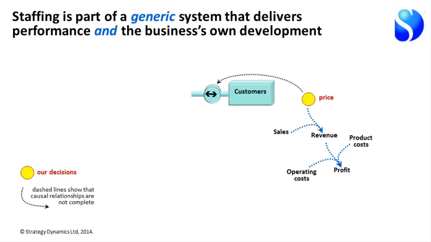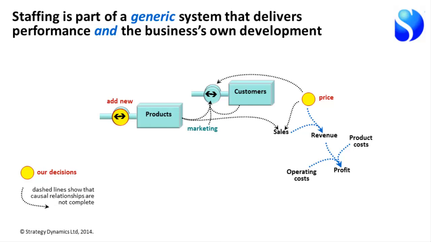Where do sales come from? Sales come from customers, and customers are won and lost in the same kind of way as staff are hired and turn over. So your price decision is one of the things that says, does a customer want to buy from you or not? Customers want to buy from you if you offer the products or the services that they want, and if you do marketing to persuade them to become your customer, and all of that generates sales. But you only get those sales if you can fulfill the demand that's coming from those customers.